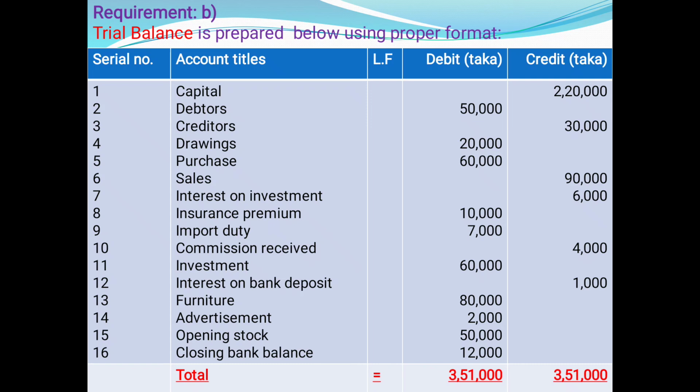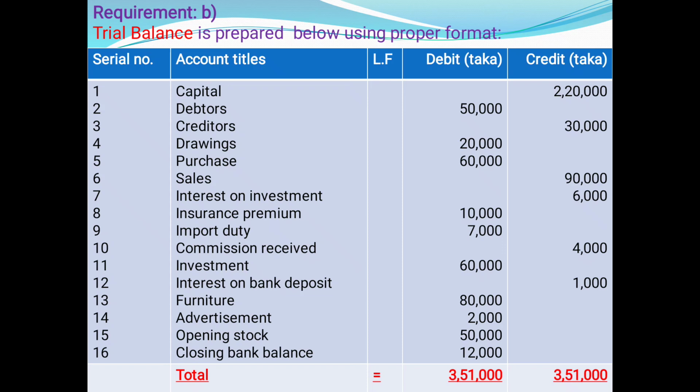Closing bank balance, or closing cash balance, is indicated all the time as a current asset or short-term asset. Closing bank balance is all the time debited. In this trial balance, taka 12,000 is debited for this item, that is closing bank balance. I have already posted all the balances in the trial balance.